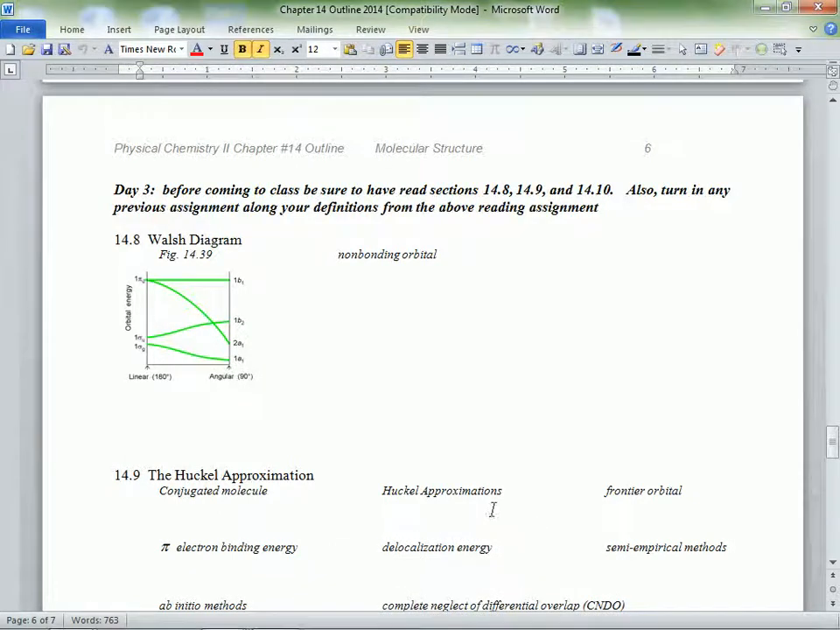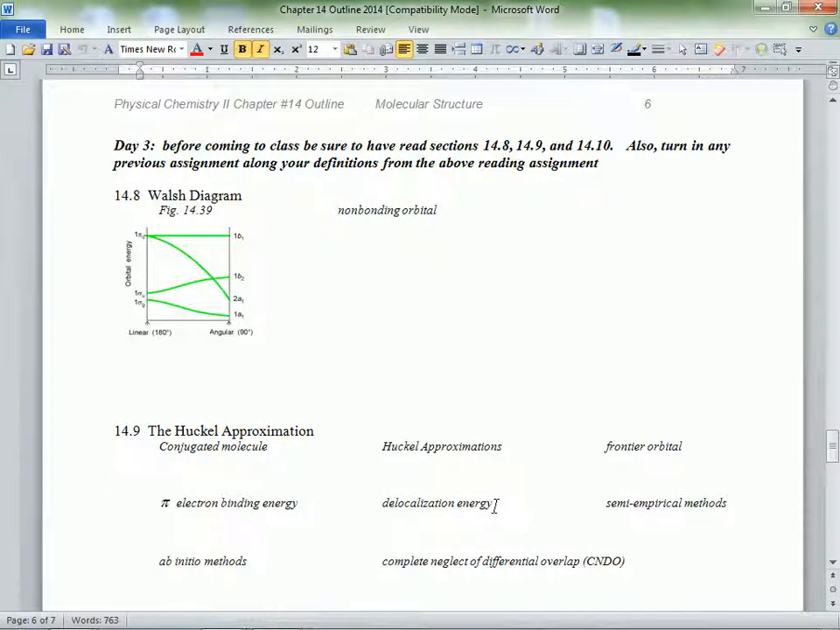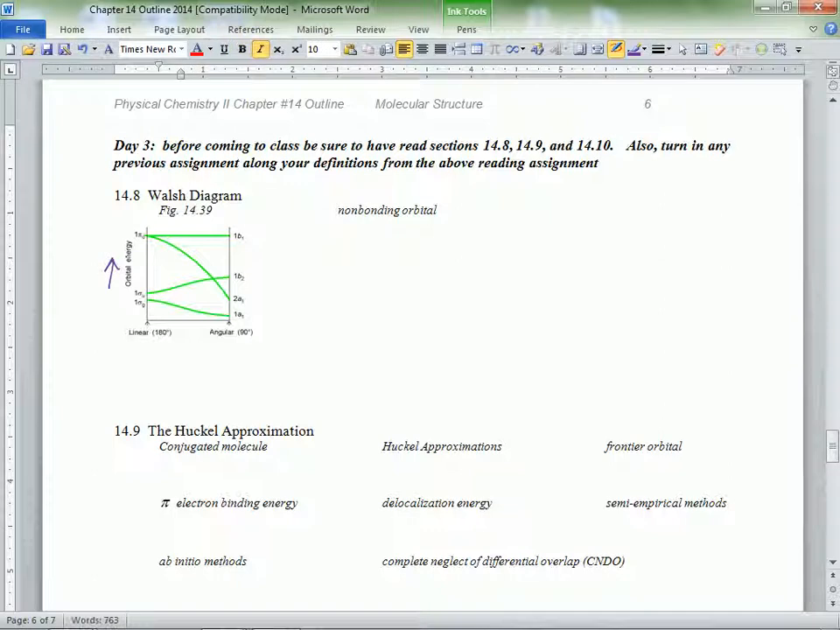Okay, so we are wrapping up chapter 14, and they're starting out with what they call the Walsh diagram. It's kind of odd to be wrapping up a chapter on something that you don't even really care about because it refers to chapter 15. But it's pretty much just saying that you have all these molecular orbitals and how their energy changes with orientation, with geometry in the molecule.